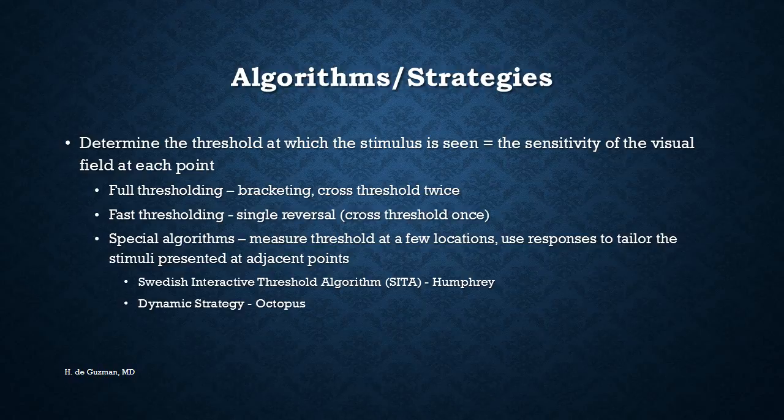Perimetry machines use various algorithms or strategies to be able to determine the threshold or the sensitivity of the patient's visual field at a particular point. In general, there are three types of strategies: the full threshold, the fast threshold, and the special algorithms.